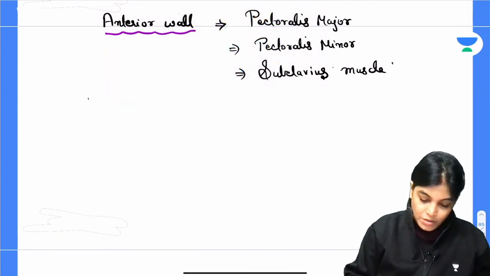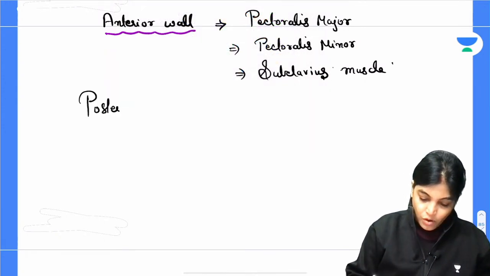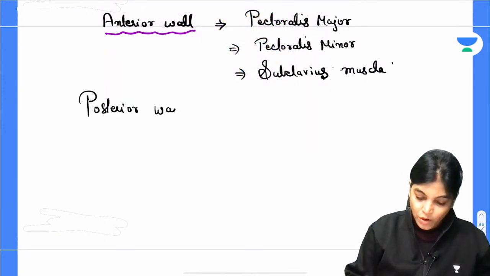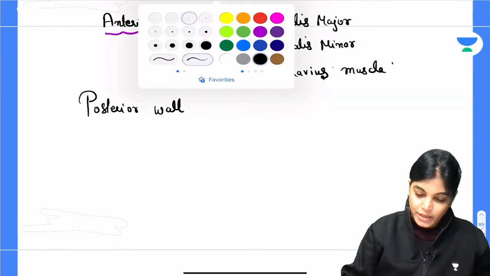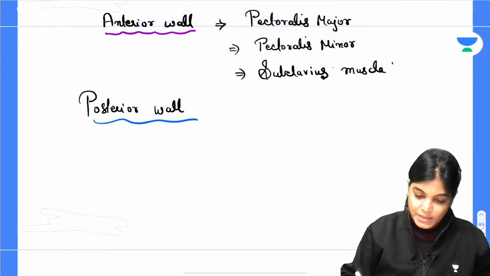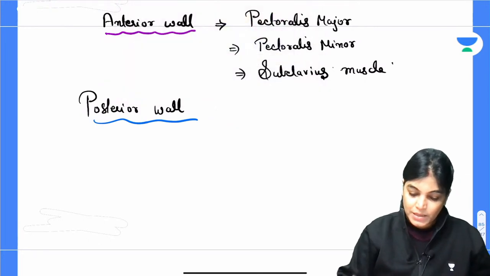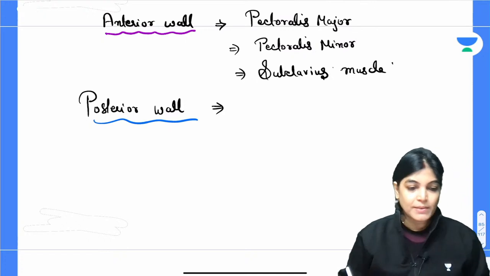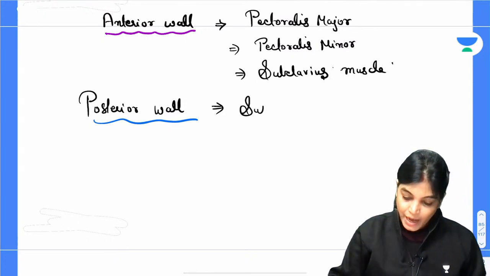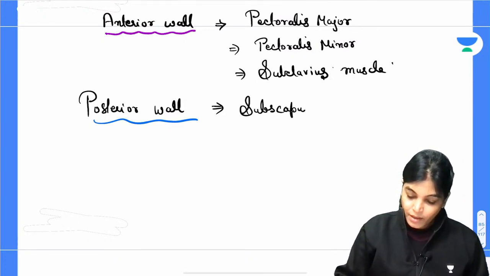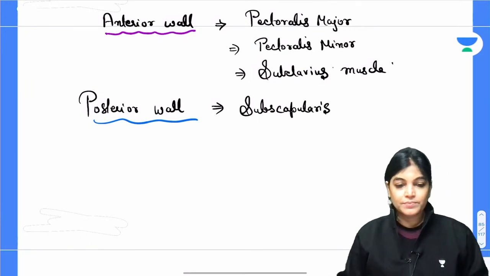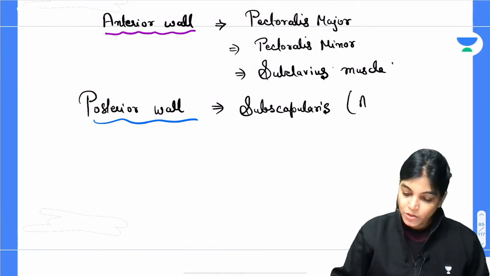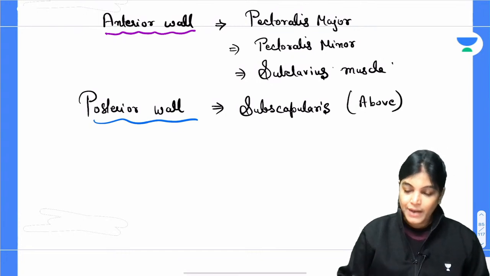Now we will talk about the posterior wall of the axilla. When I am talking about the posterior wall of the axilla, it is basically formed by the following muscles, which we have seen in the posterior aspect of the scapula. The muscles are subscapularis muscle in the upper part, and lower down we have got two muscles.